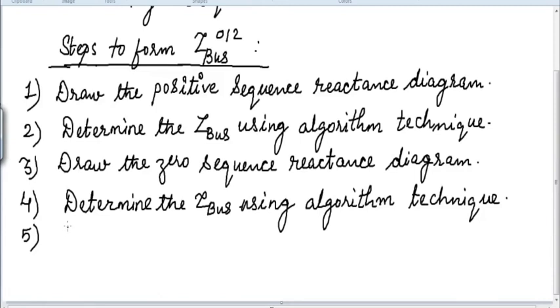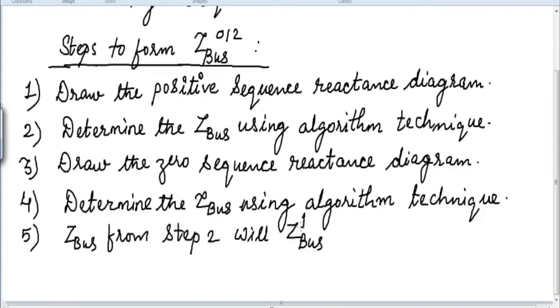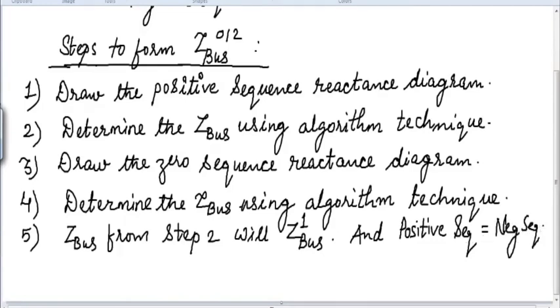How? Let us see. The Z bus from step 2 will be Z bus 1, that is, Z bus with reference to the positive sequence component. As we know, positive and negative sequence are equal to each other with respect to the magnitude, and we are calculating only the magnitude here. That's why Z bus 1 will be equal to Z bus 2. So you can see we have written Z bus 0, 1, 2. Out of this, 1 and 2 you have already obtained. What about Z bus 0?